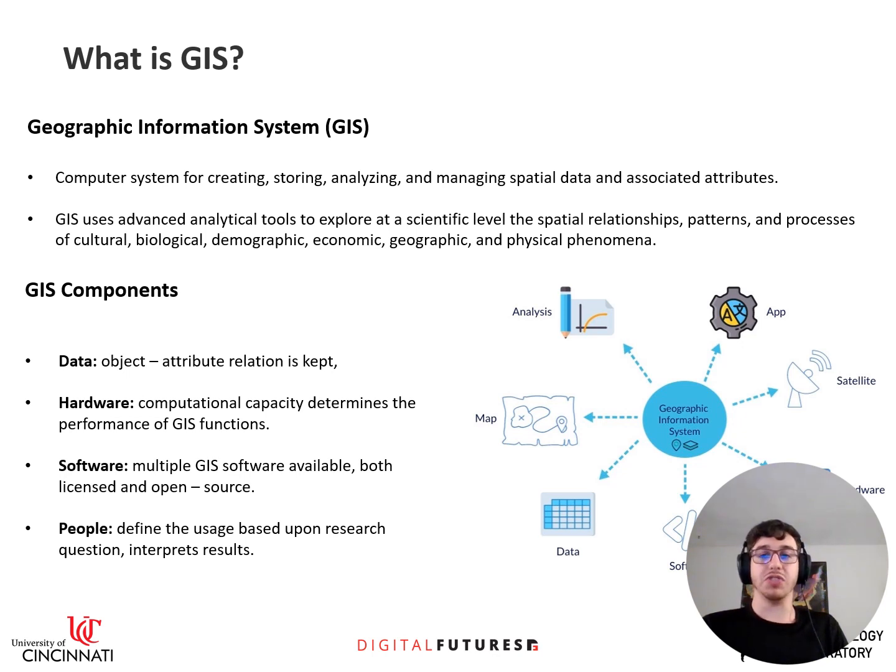Among the components of GIS, we can count the data stored and analyzed, the software used to process the information, the hardware used to run the software, and the human component of the people both gathering and manipulating the data.